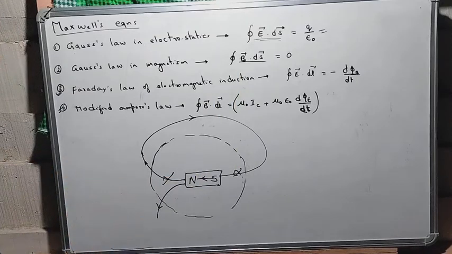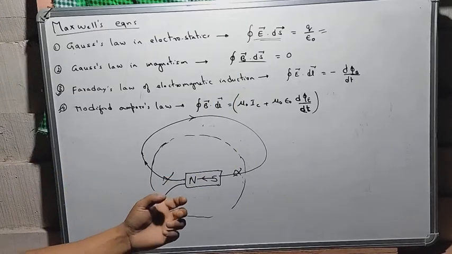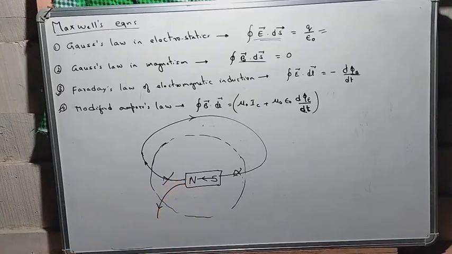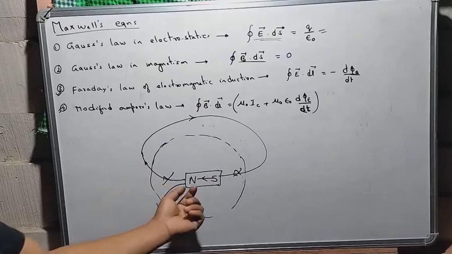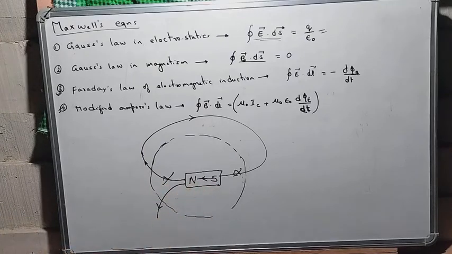Or in other words, I can say that a magnet always exists in a pair. We have a north pole and a south pole. We cannot isolate or separate the two poles of a magnet. So that is the meaning of this equation.